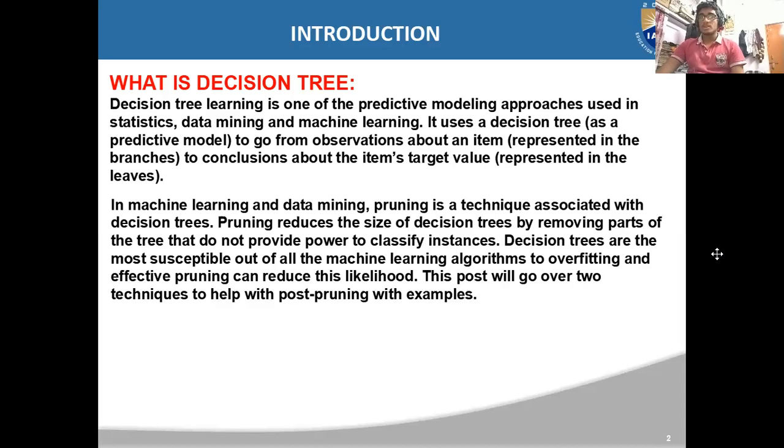In machine learning and data mining, pruning is a technique associated with decision trees. Pruning reduces the size of decision trees by removing the parts of the tree that do not provide power to classify instances. Decision trees are the most susceptible of all machine learning algorithms to overfitting, and effective pruning can reduce this likelihood. This post will go over two techniques for post pruning, with examples.